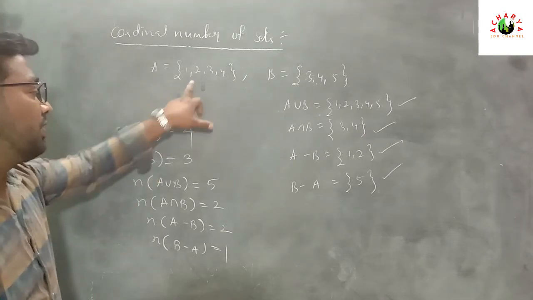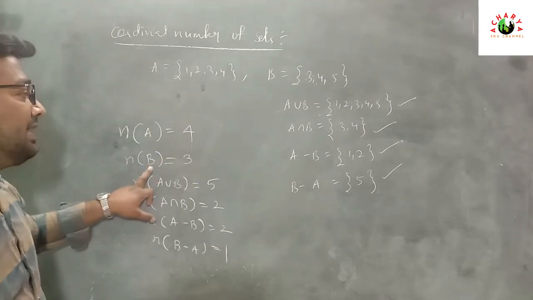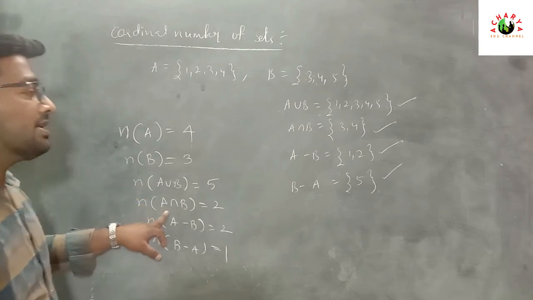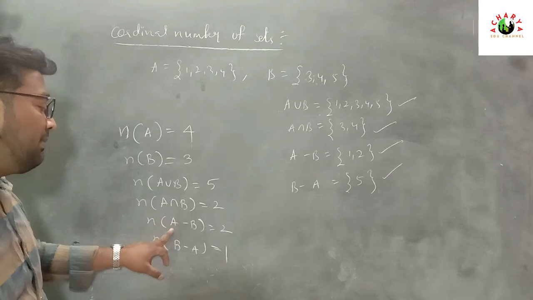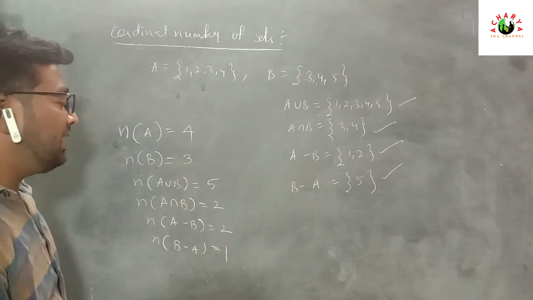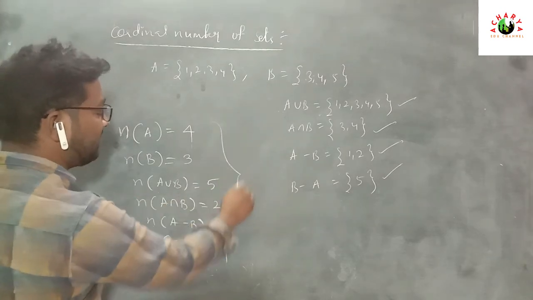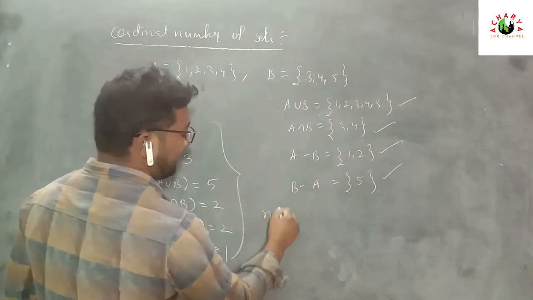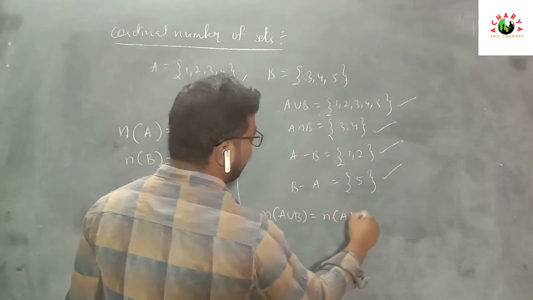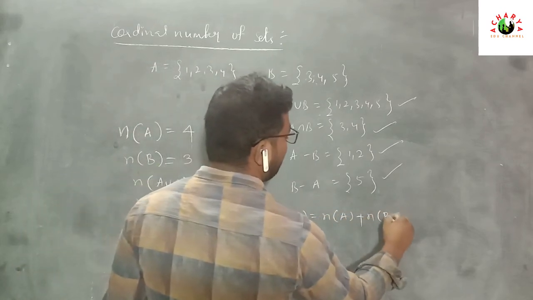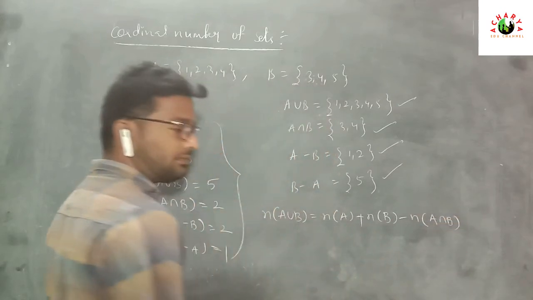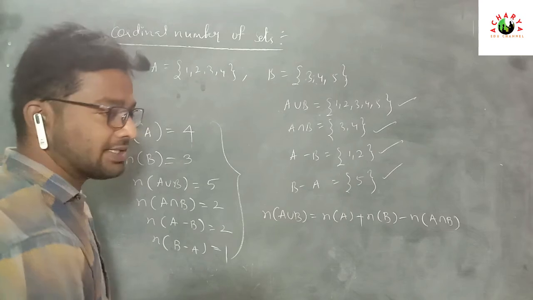Here in set A 4 elements are there. In set B 3 elements are there. In A union B 5 elements are there. In A intersection B 2 elements are there. In A minus B 2 elements and B minus A 1 element. So finally we conclude that based on this we have one formula, that is n of A union B is equal to n of A plus n of B minus n of A intersection B.